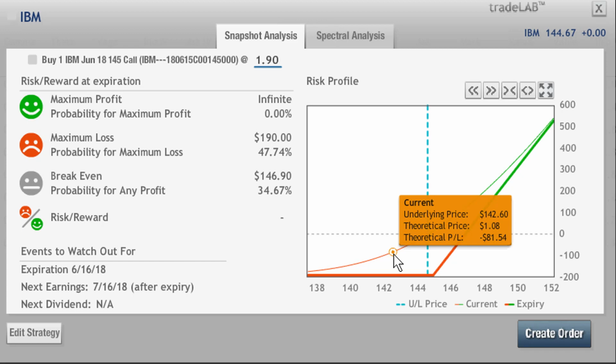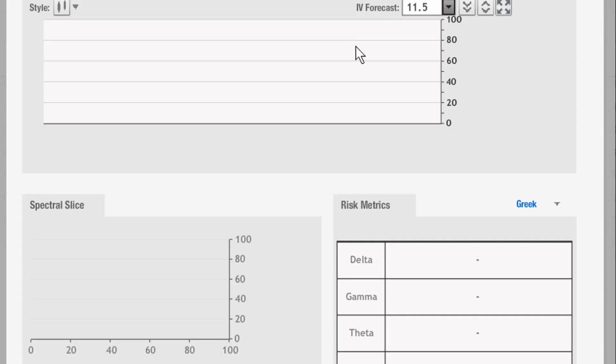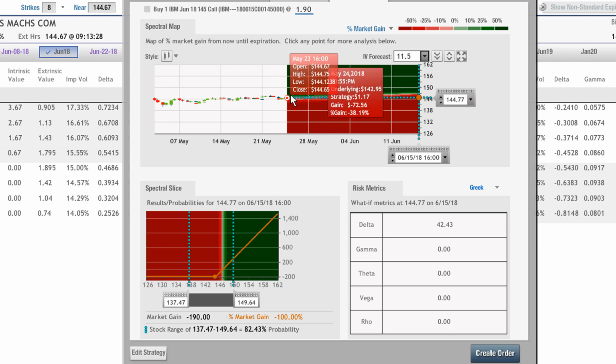Now, where it gets really interesting is I can come up to this other tab here that's called Spectral Analysis. And most of your good platforms will have similar tools like this. They're very, very handy, especially for advanced strategies. I'll show you some in just a second. But what you're looking at here is the current stock price, just for the last couple of weeks. And then this vertical line right here, where we get into this red and green box, is today's date. And it runs all the way through the expiration of the option that I'm looking at.